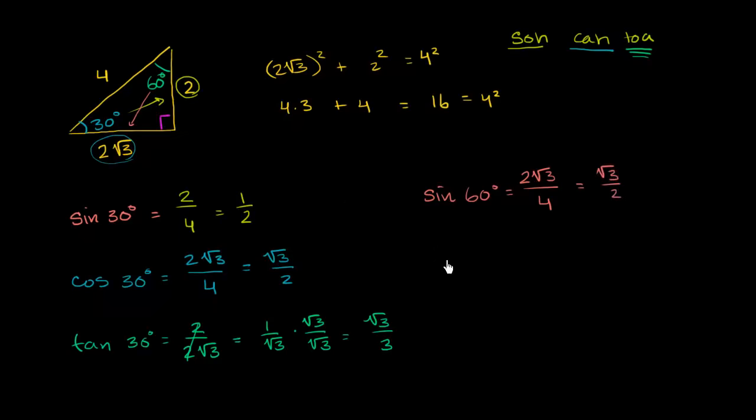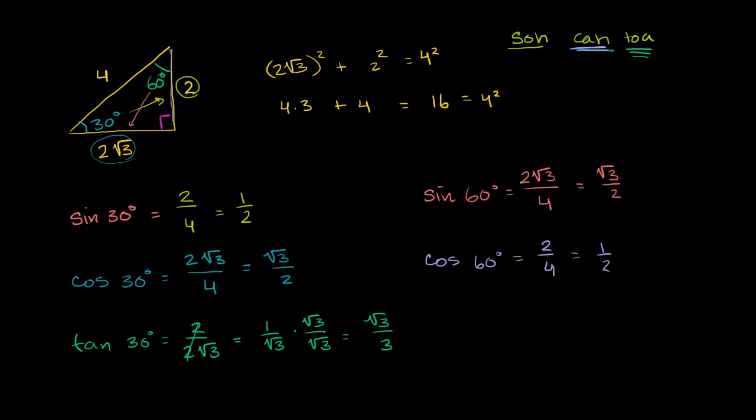What is the cosine of 60 degrees? Remember, SOHCAHTOA, cosine is adjacent over hypotenuse. Adjacent is the 2 side. It's right next to the 60-degree angle. So it's 2 over the hypotenuse, which is 4. So this is equal to 1/2.